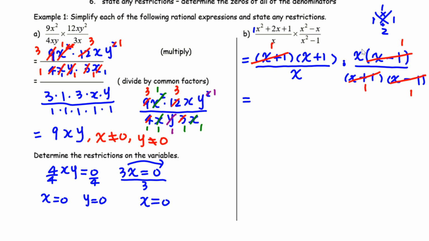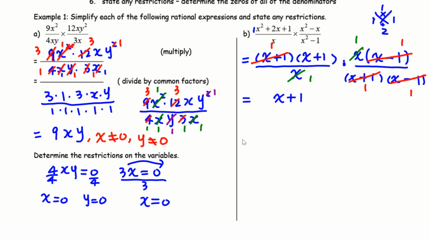And x, x, same factor, cancel out, is 1. Then you will have 1 times x plus 1 times 1 times 1 gives you x plus 1. And the denominator you have 1 times 1 times 1 gives you 1. So the final answer is x plus 1.